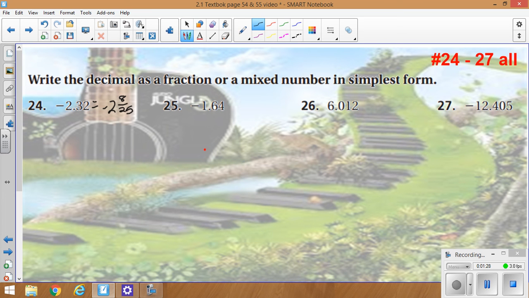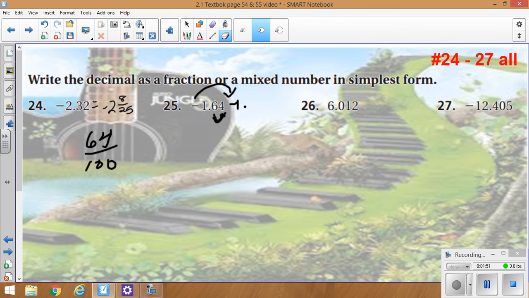Okay, for number 25, we're going to carry the -1 over, and we're going to take 64 over 100, and it's over 100 because it's 64 hundredths. The 4 is in the hundredths place. We're going to divide the numerator and denominator by 4. And we get a final answer.